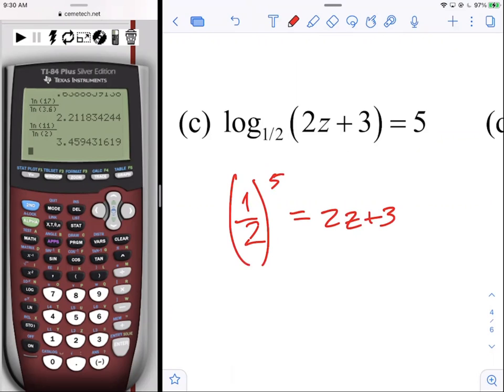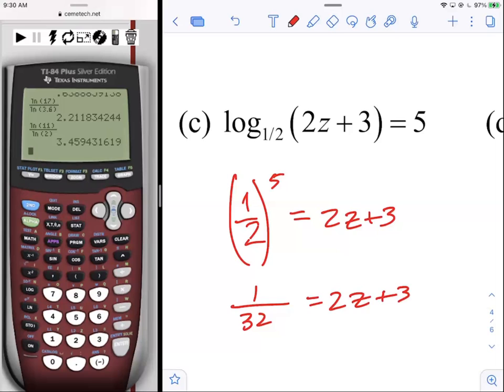Now, finish this: (1/2) to the 5th. That's 1 to the 5th over 2 to the 5th. That's 1/32 equals 2z plus 3. Now, at this point, you're at a fork in the road. And as Yogi Berra said, when you get to a fork in the road, take it, right? You can either embrace the fraction, work with the fraction, or you can eradicate it. What do you want to do?